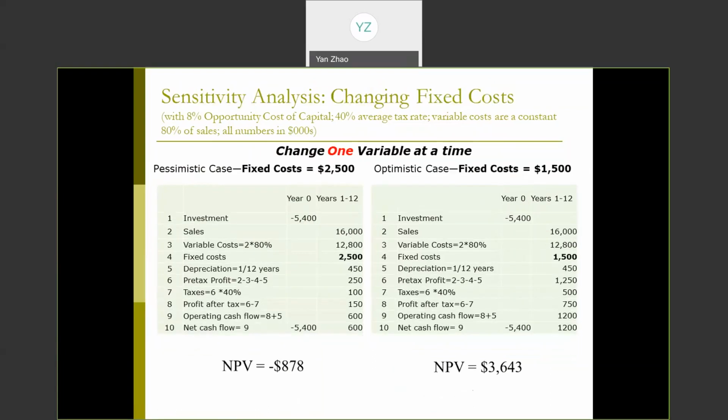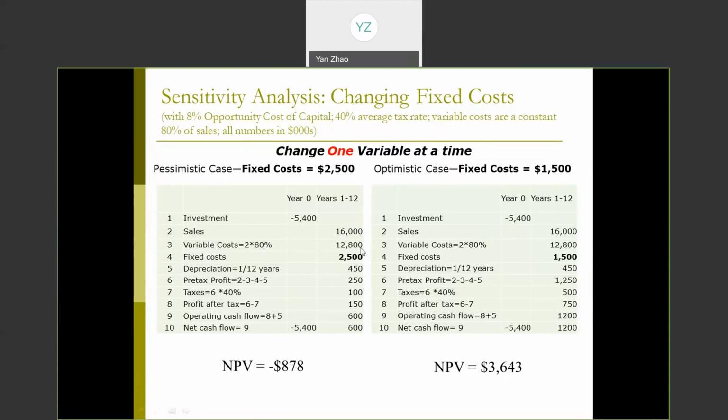Now we move on to the sensitivity analysis of the fixed cost. Now we check how sensitive our net present value is to the change of the fixed cost. Again, we change one variable at a time. Okay, so this time we change the fixed cost. In the pessimistic case, we use a higher cost number. In the optimistic case, we use a lower fixed cost number. Because we are only changing one variable at a time, we do not change the sales number. So the sales number is still $16,000, the same number as in our baseline model.